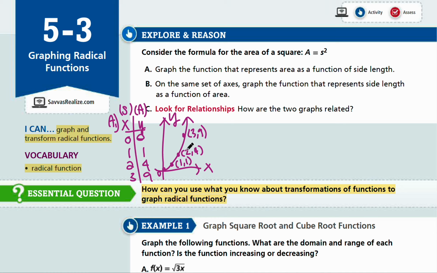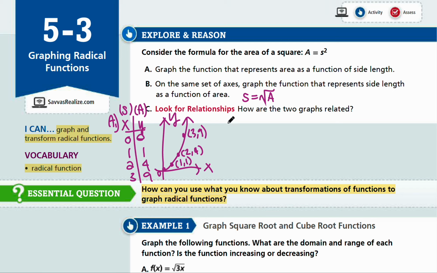And then part B, on the same set of axes, graph the function that represents the side length as a function of area. So now we're going to switch x and y, and we're going to graph the same function, but that represents side length as a function of area. So we're going to solve in terms of s. Using the same function, what is s equal to? Solve for s. In terms of area, it's just going to be root a, right?